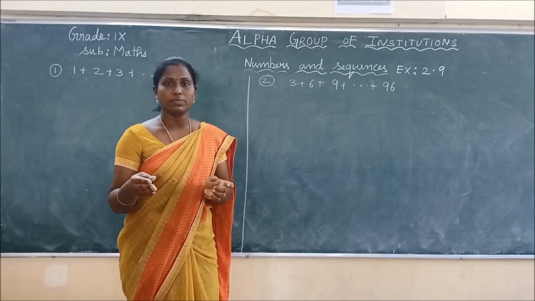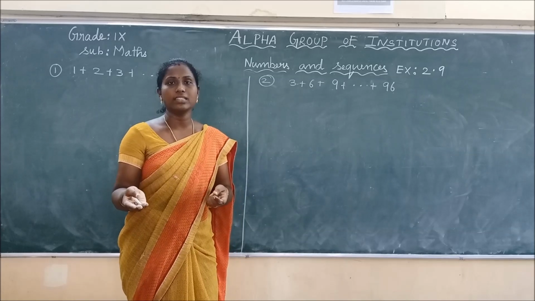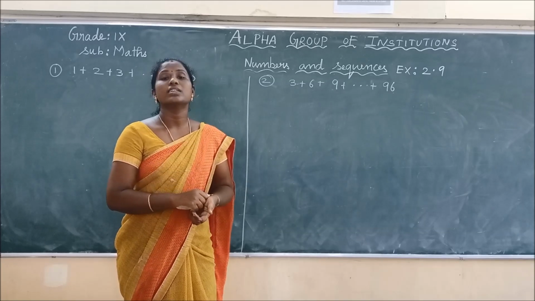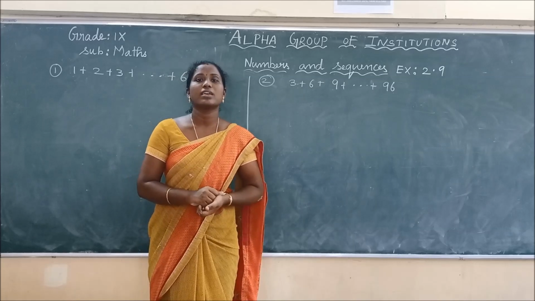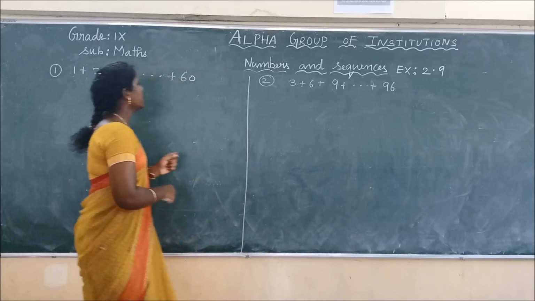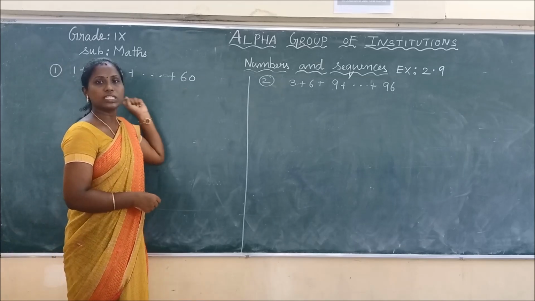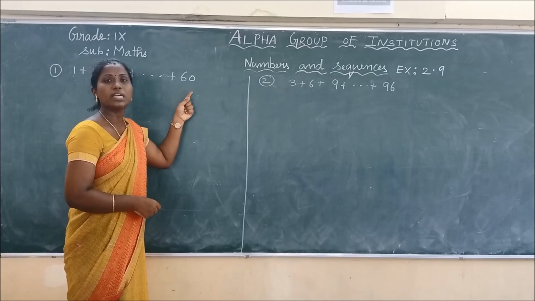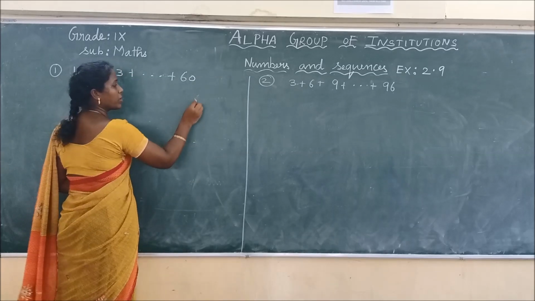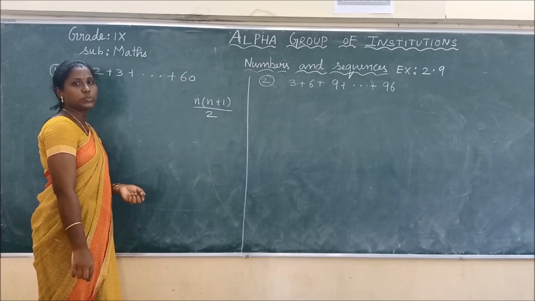Sum of first n natural numbers means, without finding the common difference or selecting the formula from the arithmetic series, we can solve it simply using the special series. What is the first formula? Sum of first n natural numbers, what formula do we have to use? n into n plus 1 by 2. See here, the question is the sum of first 60 natural numbers, because it starts from 1, 2, 3 and goes on up to the number 60. So what formula do we have to use here? n into n plus 1 by 2.